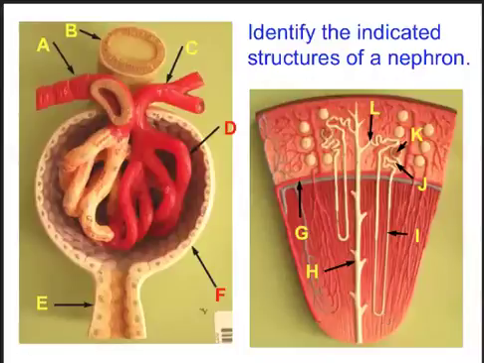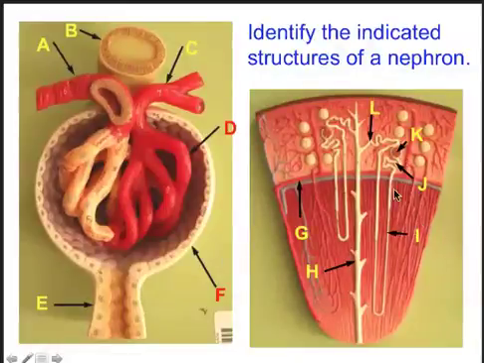J over here is pointing to the proximal convoluted tubule, and that's pretty much almost everything here. K is pointing to the glomerulus, and L is pointing here to the distal convoluted tubule, which leads directly into the collecting duct. So just for fun, let's retrace the route that urine takes as it's made.